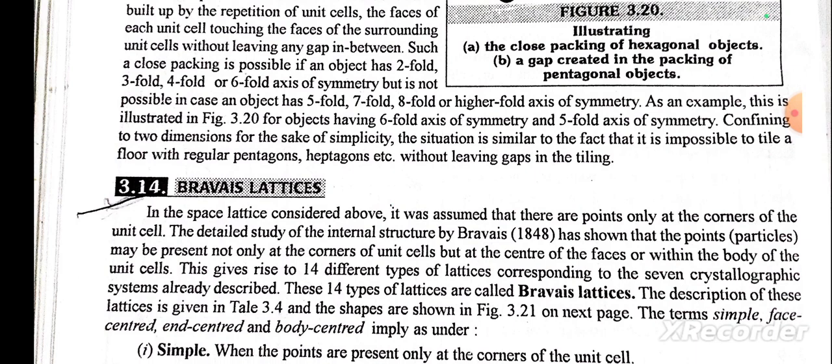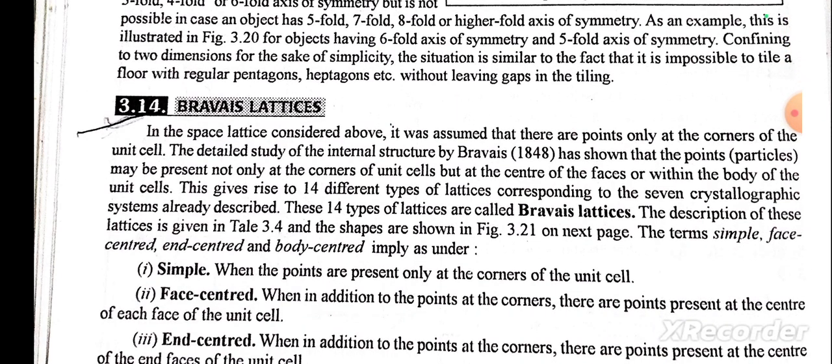Such close packing is possible if the object has two-fold, three-fold, four-fold, or six-fold axes of symmetry, but it is not possible in the case of an object with 5-fold, 7-fold, 8-fold, or higher symmetry. An example of this is illustrated in figure 3.20 for objects having six-fold symmetry and five-fold axis, confining ourselves to two dimensions for the sake of simplicity. The situation is similar to the impossibility of tiling with regular pentagons or heptagons without leaving gaps in the tiling.